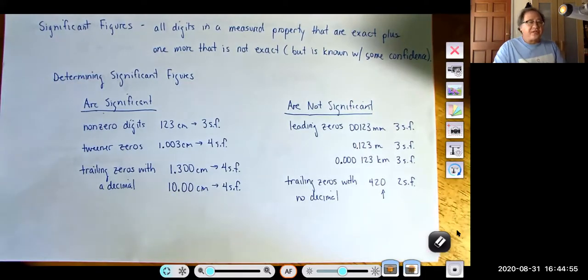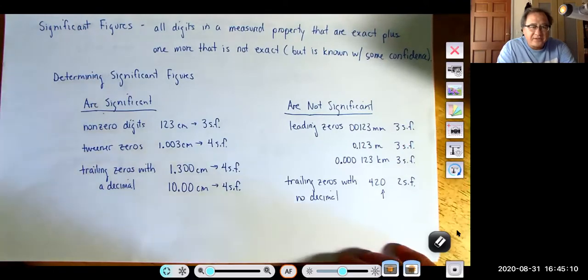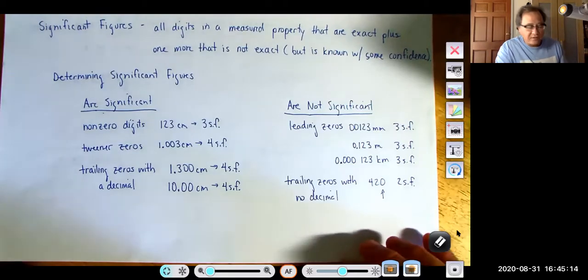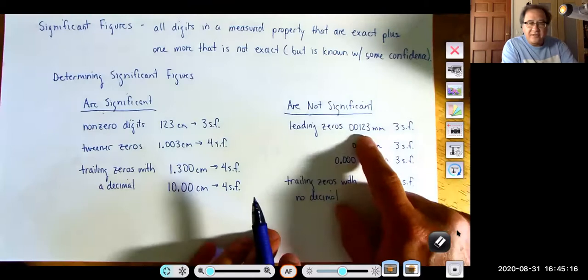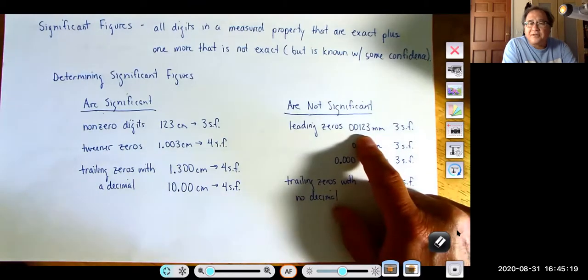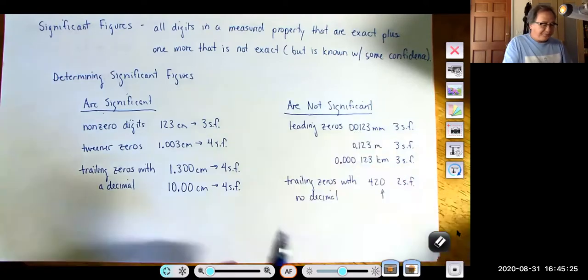So this rule does not have to do with whether or not the zero is to the left or to the right of the decimal. It's really just to the right of the last non-zero, and you can see the decimal. Sometimes we write numbers and we don't put a decimal down. It's implied. For instance, right here, 123 millimeters. The decimal's implied. We don't see it.